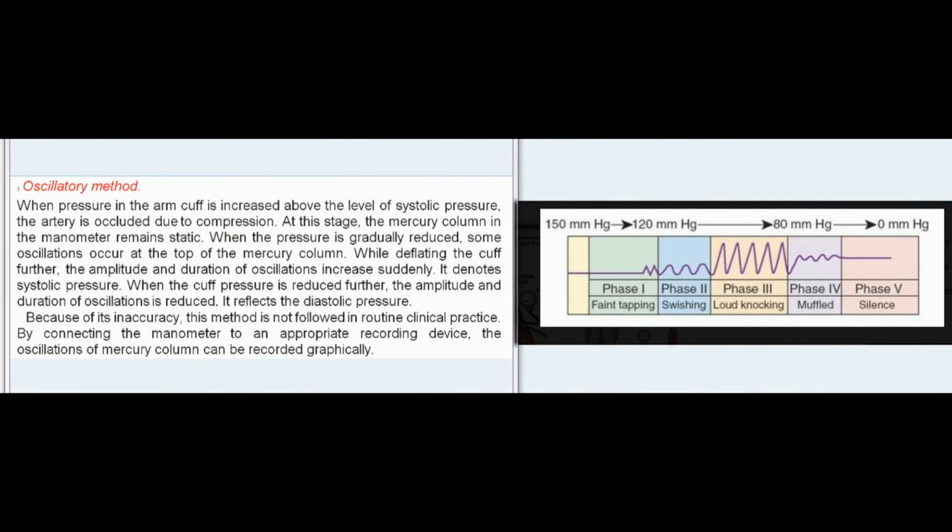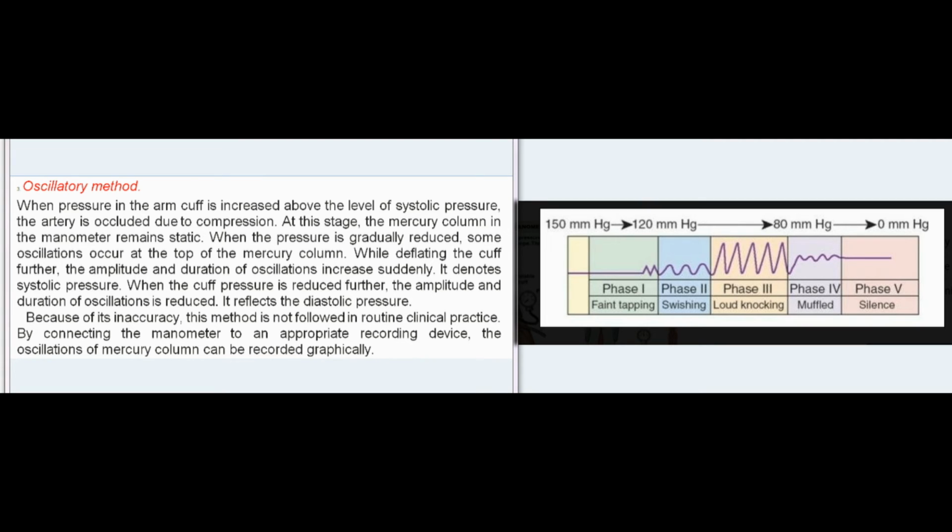Oscillatory method. When pressure in the arm cuff is increased above the level of systolic pressure, the artery is occluded due to compression. At this stage, the mercury column in the manometer remains static. When the pressure is gradually reduced, some oscillations occur at the top of the mercury column. While deflating the cuff further, the amplitude and duration of oscillations increase suddenly. It denotes systolic pressure. When the cuff pressure is reduced further, the amplitude and duration of oscillations are reduced.